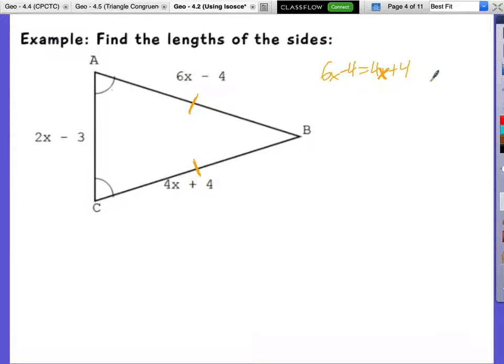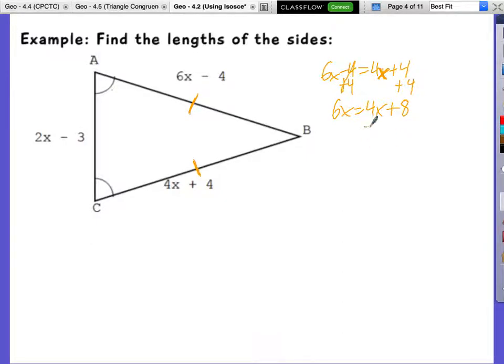To equal, okay, you would simplify. Okay, how would we simplify? Add 4 to both sides. Okay? And then minus 4x. So first of all, we get 6x is equal to 4x plus 8. Very good.